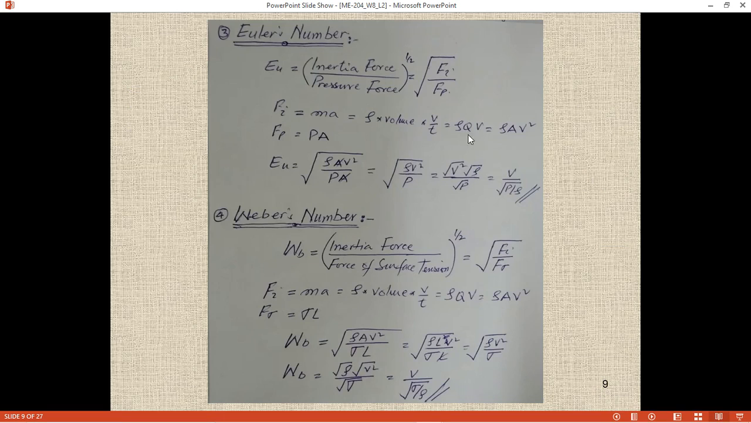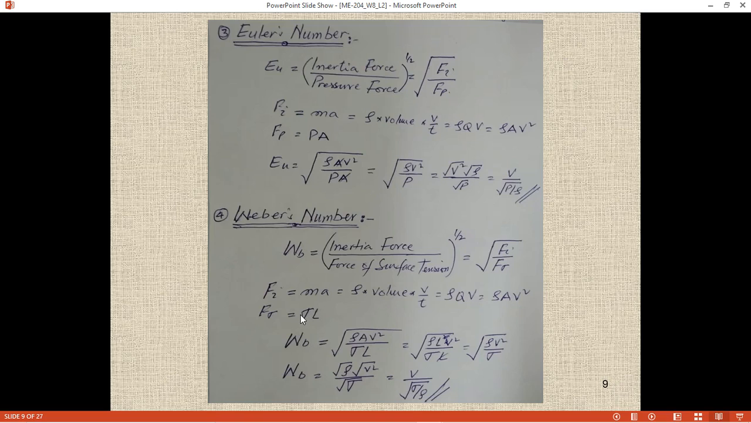So in this way you can derive the Euler number as well as the Weber number. The Weber number is the ratio of inertia force over the force of surface tension. So inertia force over surface tension force. We know the inertia force equals this, and the force of surface tension is equal to sigma into L.